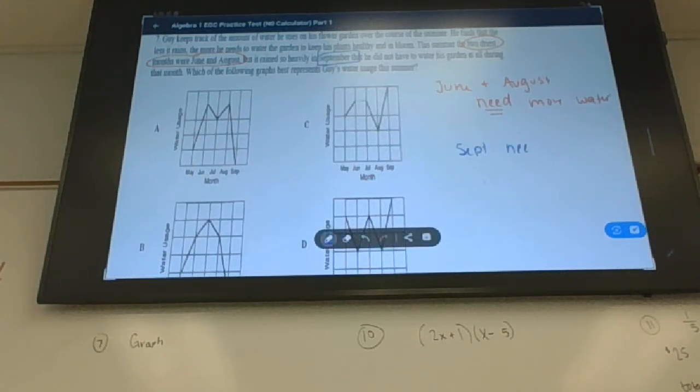September needed no water. Which of the following graphs show this? So right here in this first one, June and August, he used his sprinklers all the time. September, no sprinklers used. The water usage is his hose. Who got this one right?